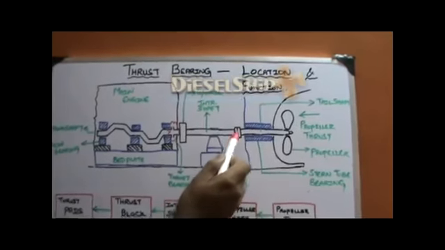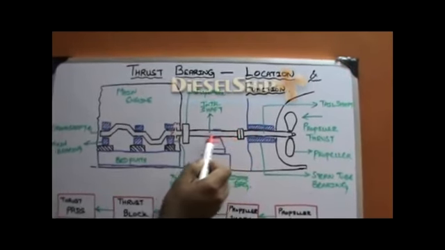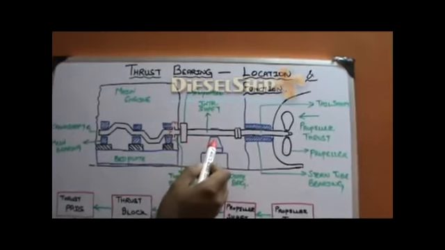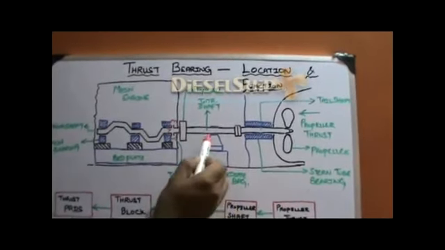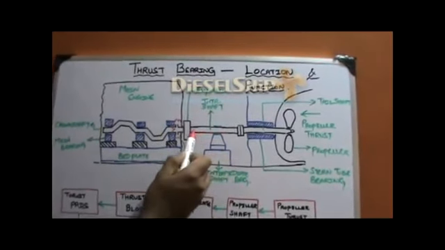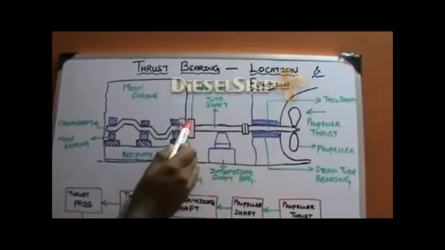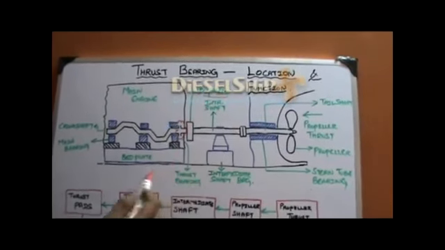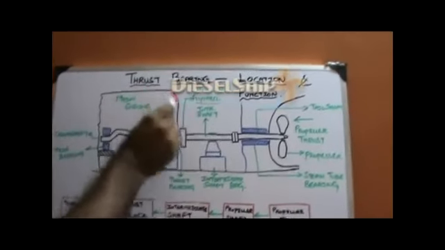And here is the connection between the propeller or the tail shaft and the intermediate shaft. This is the flange, and the intermediate shaft runs over here, which is supported by the intermediate shaft bearing. This is connected to the flywheel of the main engine, and I have marked it as flywheel over here. Let us assume this to be the main engine complete structure.